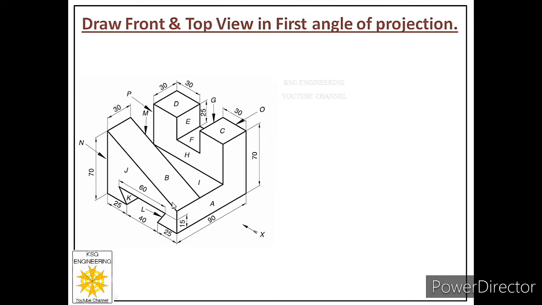Now we have to identify first how many faces are parallel to VP. So you can see there are two faces parallel to VP. One is face A and second is face E. And over here you can see face E is parallel to VP, but it is not visible from the front. It means in this particular problem we are considering hidden faces as well.